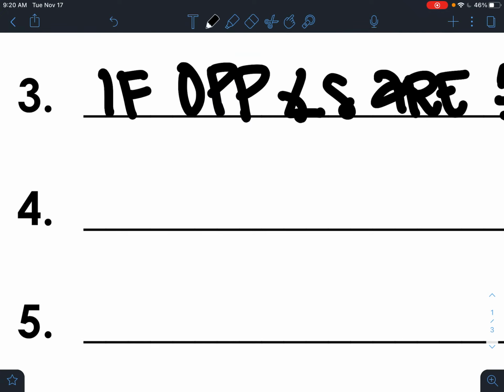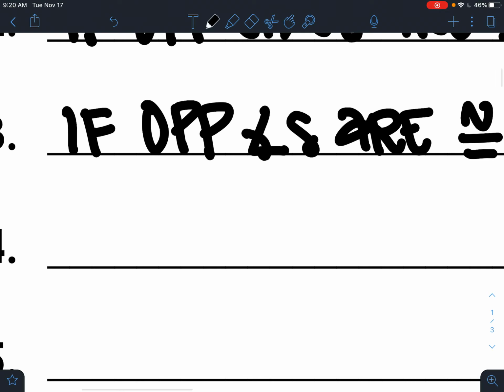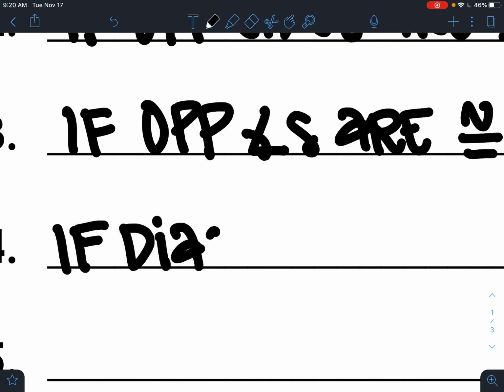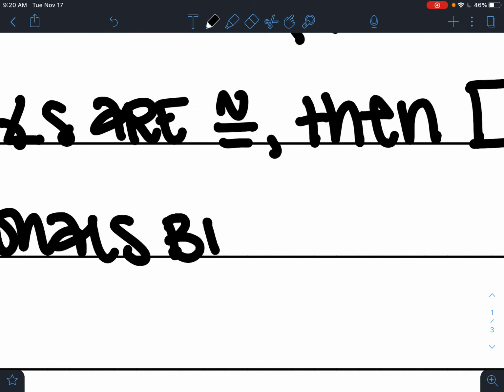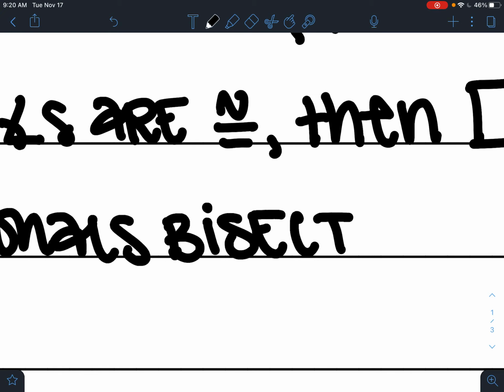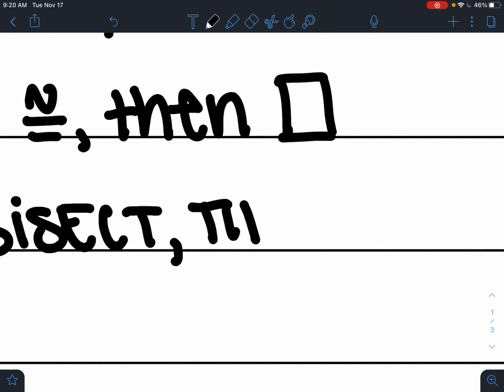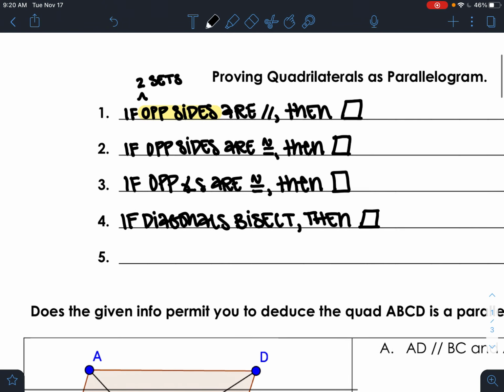And then the fourth one also sounds very similar, and this one's about the diagonals. So if the diagonals bisect each other, then it's a parallelogram. I'm going to pause there because all 4 of those sound very familiar. They were all properties of parallelograms, and now we're just switching them into methods of proving it as a parallelogram, okay? The 5th one is different.